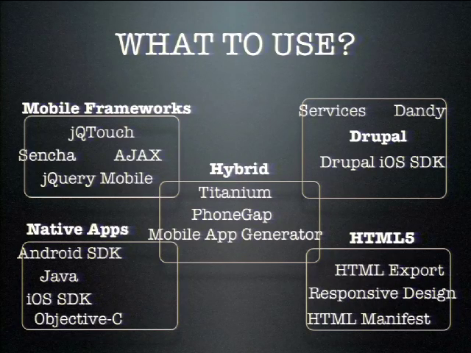Of course, you've got the native applications like your Facebook app, Google Maps, whatever. For this, you have the Android SDK with Java and the iOS SDK with Objective-C. And then there's also HTML5 with HTML export, responsive design, HTML manifest. And then there's hybrid. And there, for example, you could use Titanium, PhoneGap, and the secret we will today reveal, the mobile app generator.